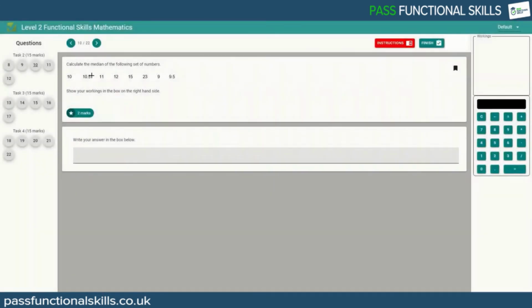Sticking with the same topic, the next question asks us to calculate the median of the following set of numbers. So median is the middle value, so what we're going to have to do first is write the numbers given in order from largest to smallest. So starting off, we have 9 and 9.5 are the first 2 values. We'll cross them off as we go through them just to make sure we don't miss any out or double count any. The next 2 values are 10 and 10.5. Cross these out. Then we have 11, 12, then finally 15 and 23.